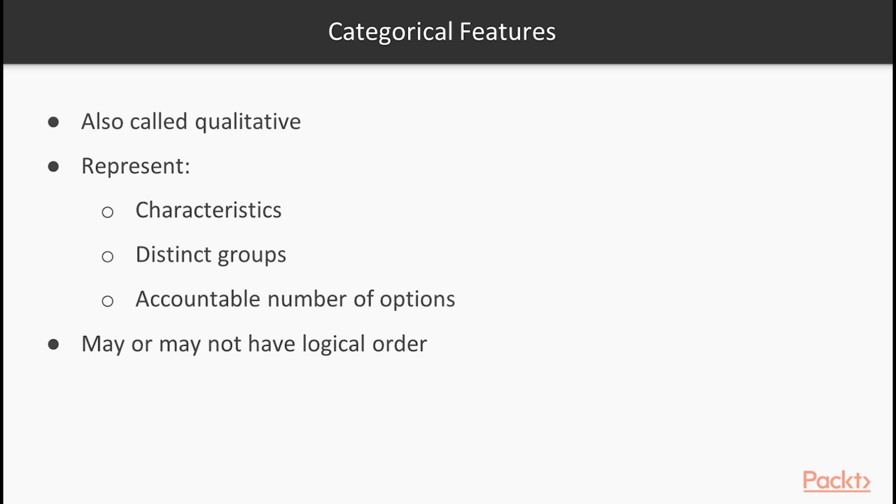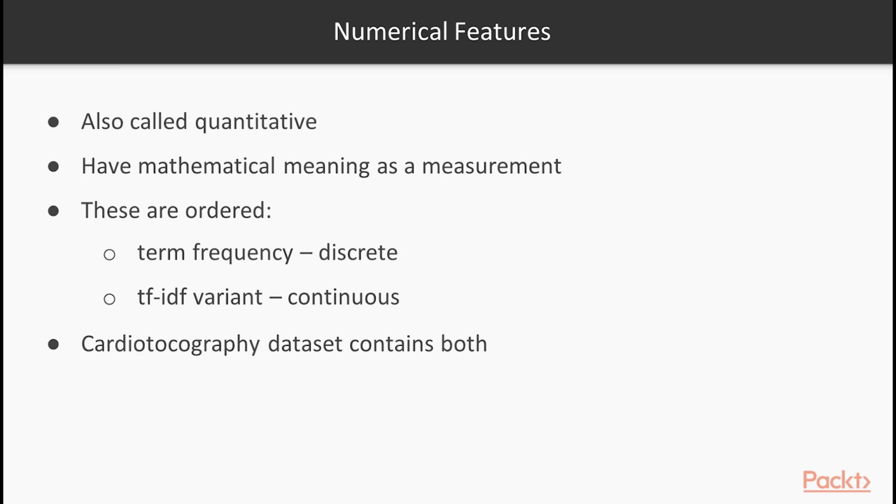Categorical features may or may not have logical order. For example, household income from low, median to high is an ordinal feature, while the category of an ad is not ordinal. Numerical features, also called quantitative, on the other hand, have mathematical meaning as a measurement and of course are ordered. For instance, term frequency and the TF-IDF variant are respectively discrete and continuous numerical features. The cardiotocography dataset contains both discrete and continuous numerical features.